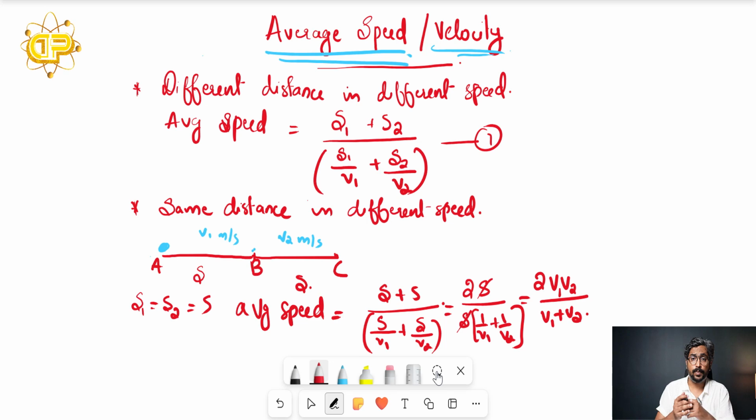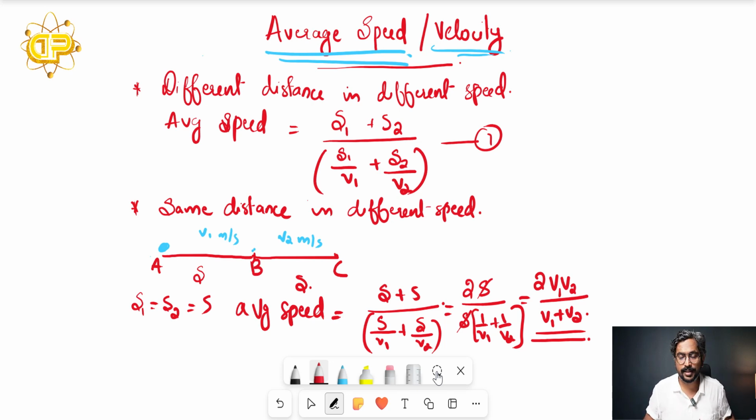This is a very important equation. If I want to find out the average velocity, and the condition given is that the distance covered by the object is the same but the velocity or speed is different, then the average speed will be 2 v1 v2 by v1 plus v2.